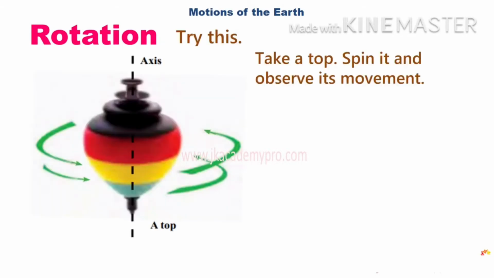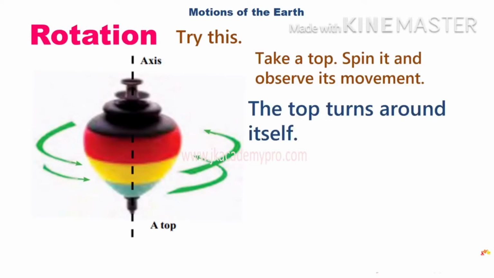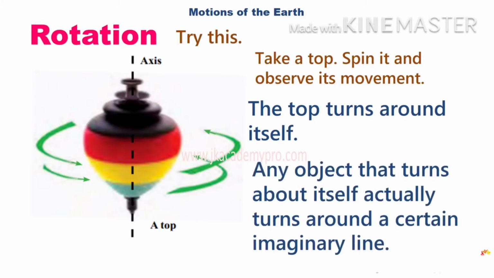So now here is an activity. You have to try this. Take a top, spin it and observe its movement. The top turns around itself. Any object that turns about itself actually turns around a certain imaginary line. You can see the imaginary line here, the dotted line. That line is not actually present there, but it is an imaginary line. We just have to imagine a line. Along that line, only the top is spinning. You can see the line.